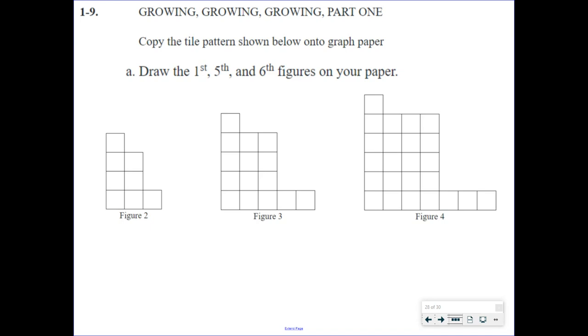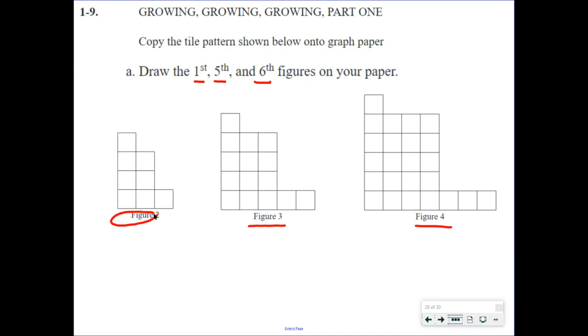So what I need you to do, first of all, is read the directions. Look what it says. Copy the tile pattern shown below onto graph paper. In just a minute, you're going to pause the video and copy this pattern onto your graph paper. You have here figure 2, figure 3, and figure 4. And if you notice, problem A says draw the first, 5th, and 6th figure on your graph paper. Now we're going to do that together, but you're going to need to have some space for it. So on your graph paper, please make sure you leave some room for figure 1.